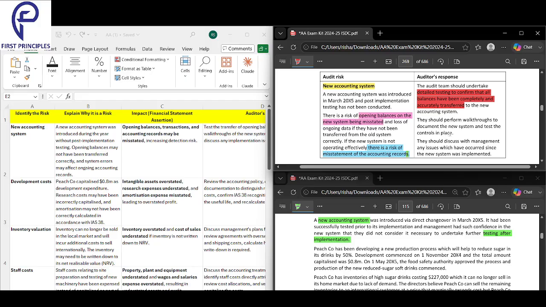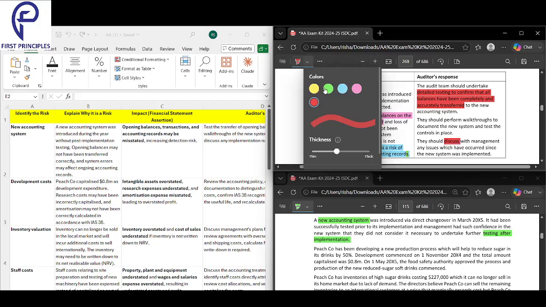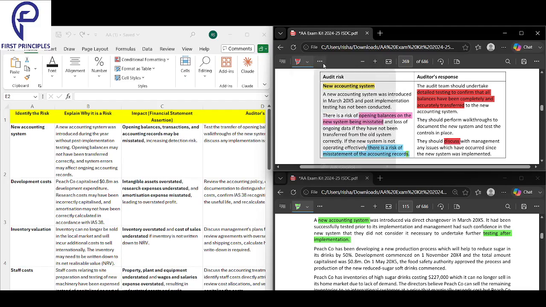Second, you should discuss with the management any issues that have happened after implementation. First, what you had to do was detailed testing of whether all the balances have been transferred from the old system to the new system. Second, you have to discuss.